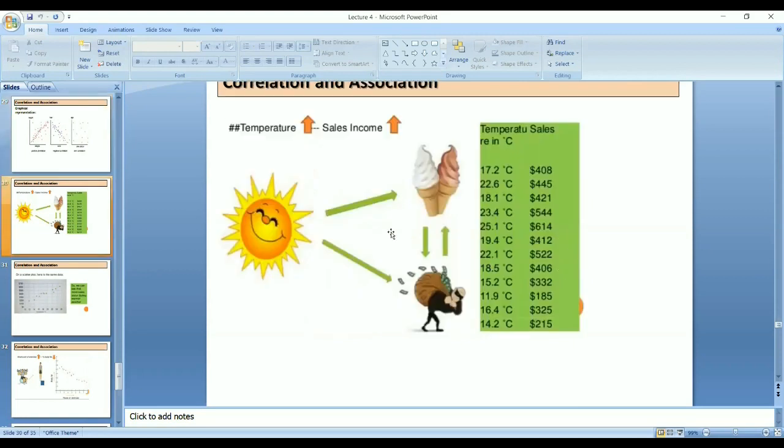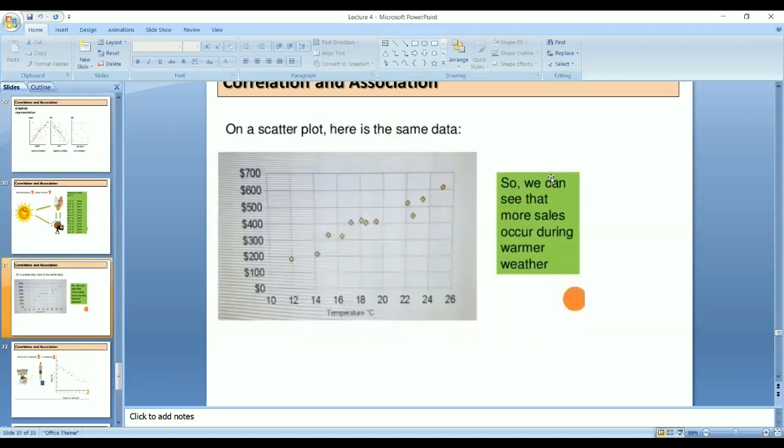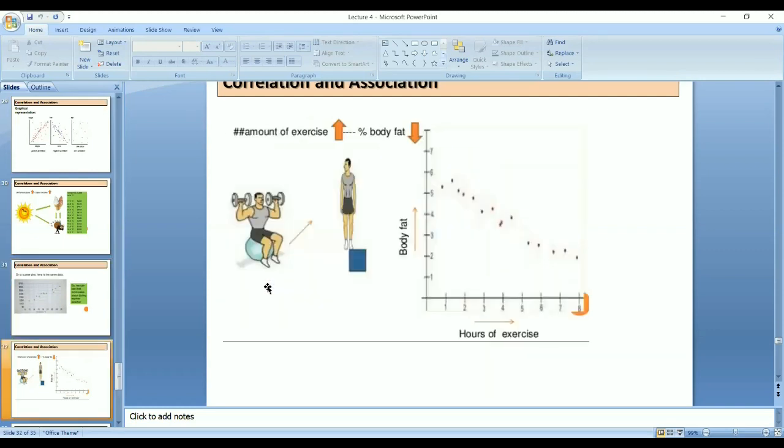If temperature is increasing, ice cream sales income is also increasing. You can see this data, for example 17 degrees Celsius and $408. You can see there is an increasing trend in the temperature and the ice cream sales. So we can see more sales occur during warmer weather. So there is a positive correlation between the two variables, temperature and ice cream sales.